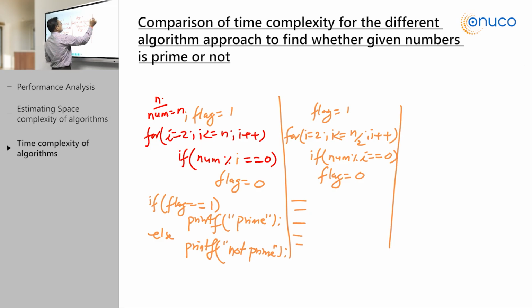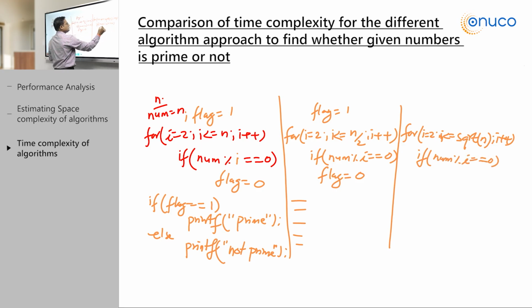The third case is, we can write it even more effectively, taking lesser time. i equal to 2, i less than or equal to sqrt of n. What is the sqrt function? It finds the square root. Then you write all these statements: if num mod i is equal to 0, flag is 0, and the remaining statements as they are.